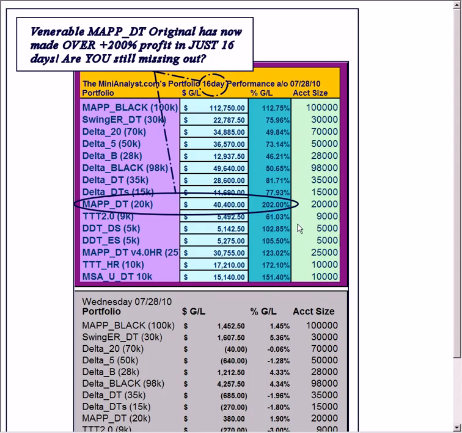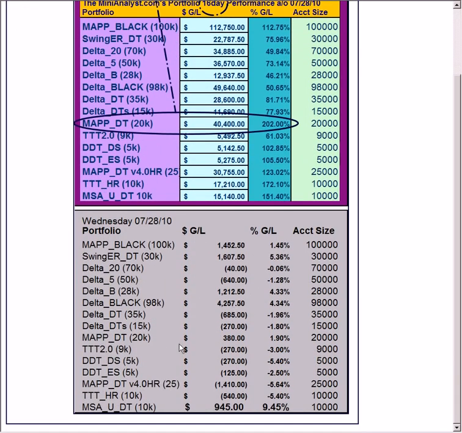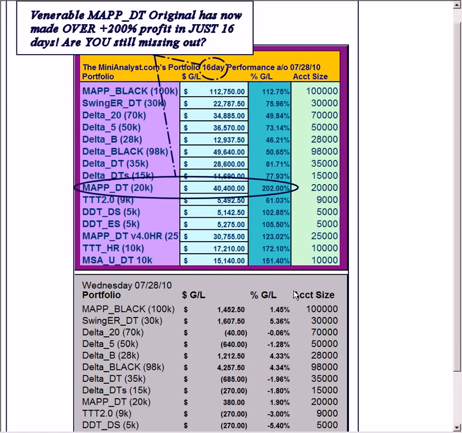So that is our primary futures portfolio, the leading portfolio, MapDT, with 200% profit in just the last 16 days. There you see right there, 16 days. It absolutely has been an incredible run. Yesterday, actually, the standout was the MSAU DT, up 10% yesterday. On the 16-day, it's coming in at a 151% return, and 172 for the triple threat trader HR.